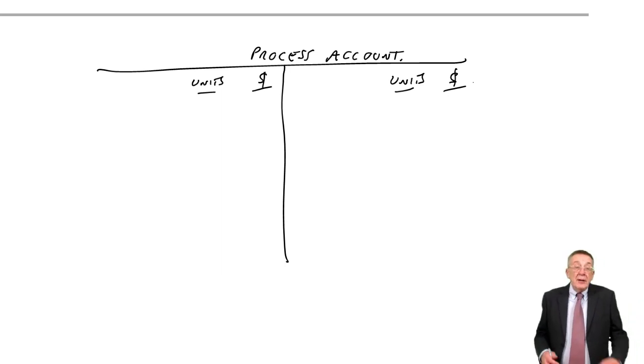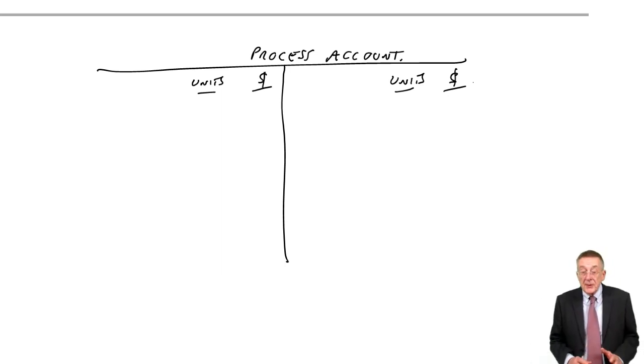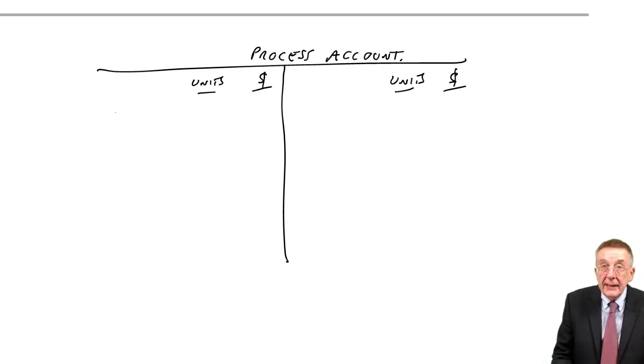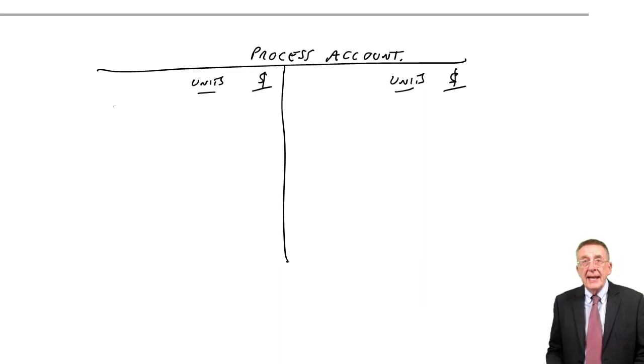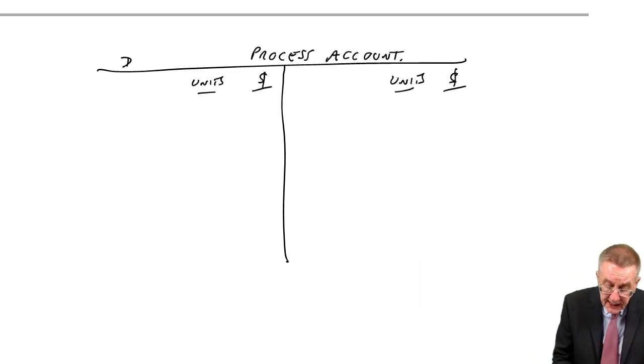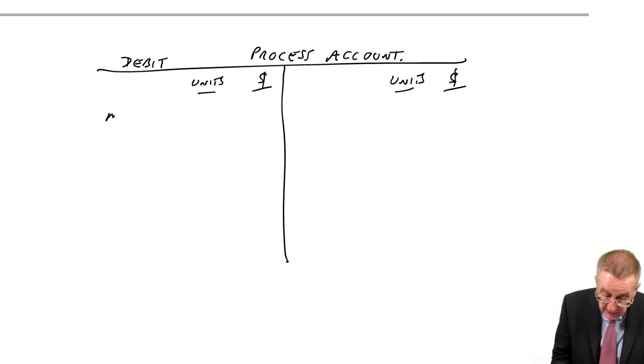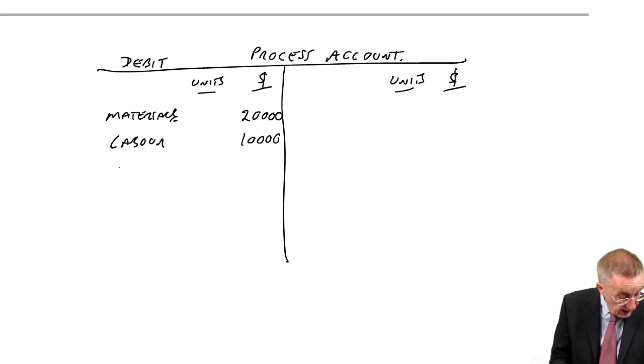And what we do, every time we've got any costs in the process, we record them in this process on the left-hand side, which if you've ever done any debits and credits, you'll know is the debit side. And so we list all the costs. Here we had materials, 20,000, labour, 10,000, overheads, 8,000.